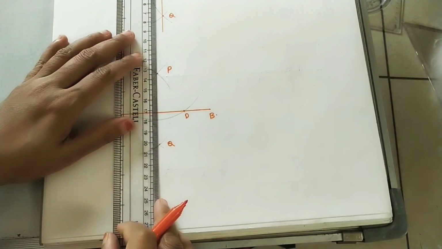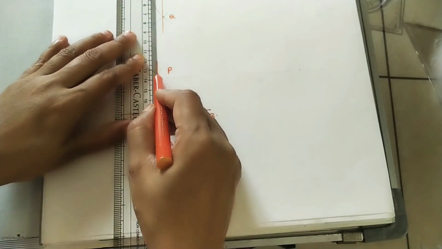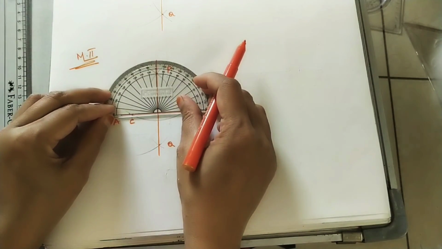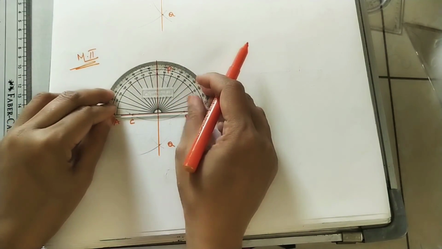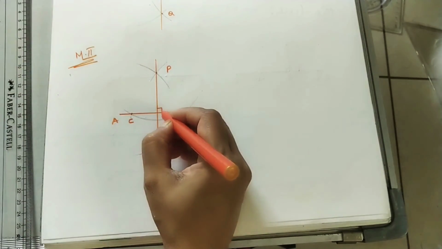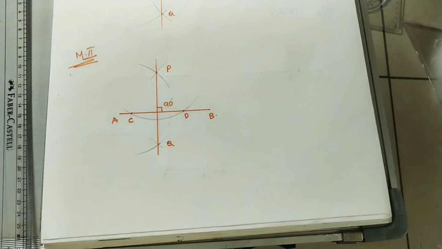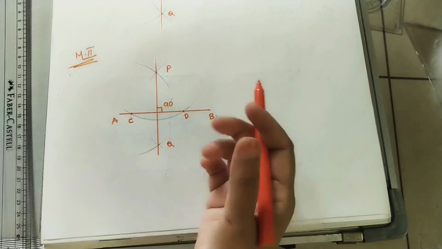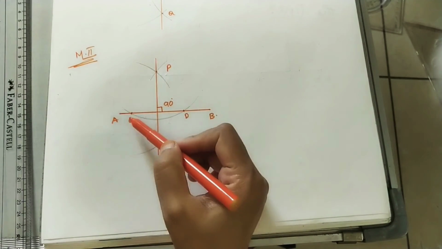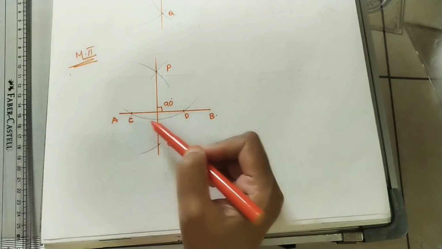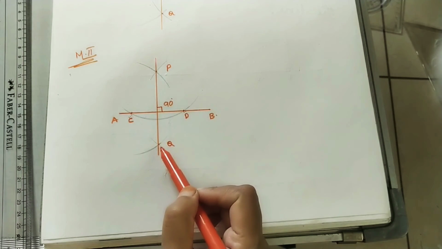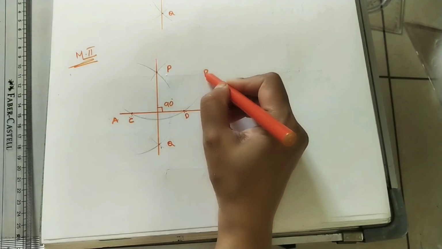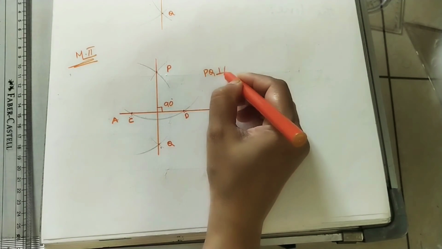Join P and Q. You will get the perpendicular line. Check whether this line is perpendicular or not. This is 90 degrees, showing 90. So again I will explain. First draw the AB line, mark point P. Take some radius with the compass, do an arc on this line. It is touching at 2 points. Bisect this arc, and you will get point Q. Join P and Q. It is perpendicular to AB. So here we can write PQ is perpendicular to AB.